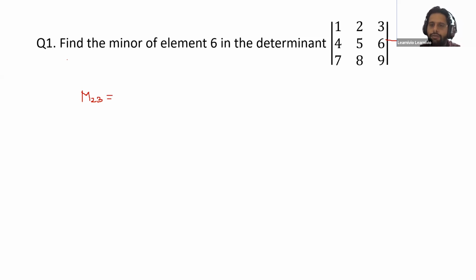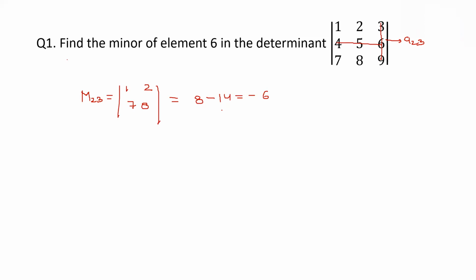Mazia, what is the answer for this? Saf, please check here. So this element 6 belongs to this row. Remove this column. Write the remaining elements. Okay, but you need to solve that. So you get 1, 2, 7, 8. Now here cross multiply, this 8 minus 14. So this is equal to minus 6. Okay, Saf. This is clear. Yes, sir. Okay, very good. Mazia, this is clear. The same answer you're getting.